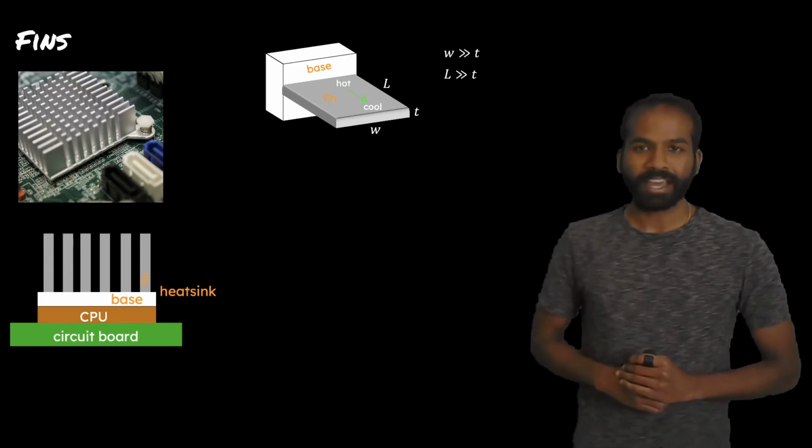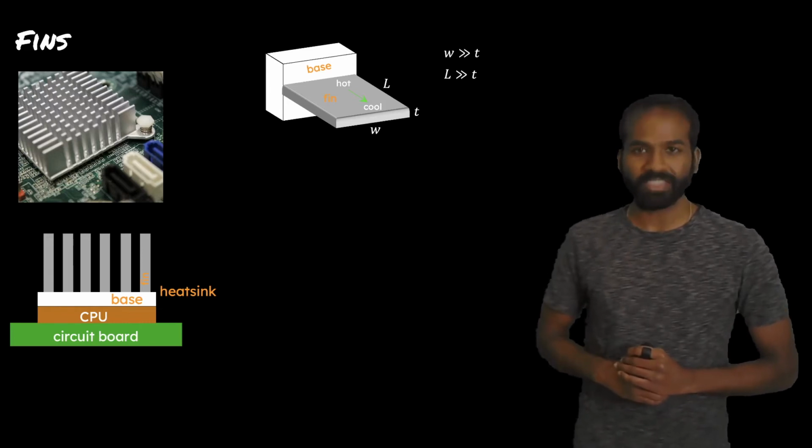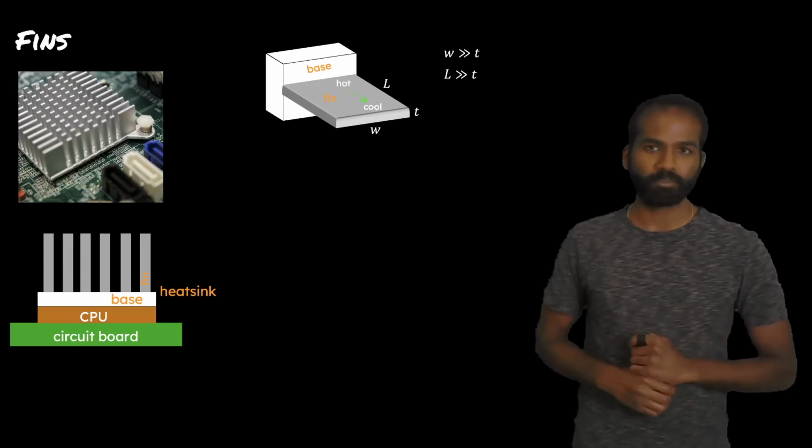We're going to assume that the width of this fin is much, much greater than the thickness, and that the length of the fin is also much greater than the thickness. This will dramatically simplify the math.